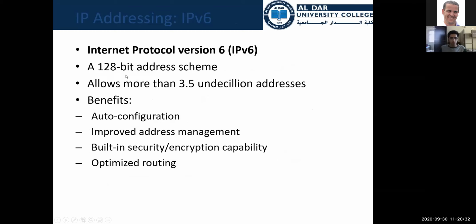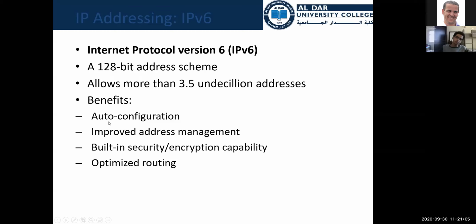IP version 6 is 128 bits, but IP version 4 is only 32 bits. So 128 bits is a very large address space. It contains about 3.4 undecillion addresses. Maybe you can search the internet to see how many powers of 10 that is. It is a very large number.